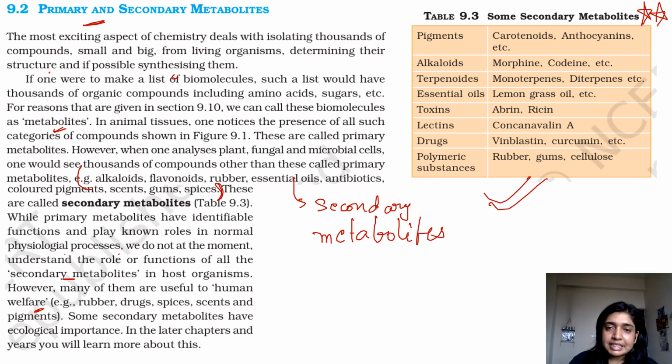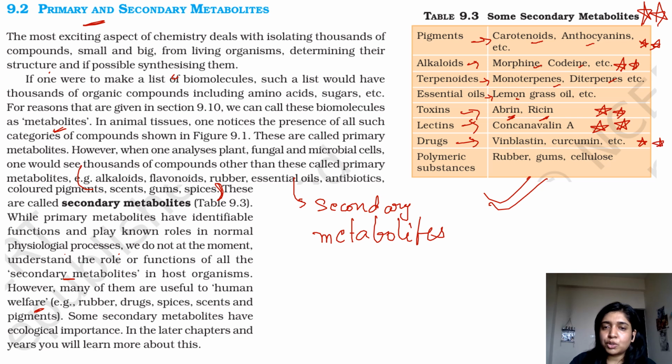So when we want pigments, the secondary metabolites are carotenoids and anthocyanins. When we're talking about alkaloids, it's morphine and codeine. Terpenoids: monoterpenes, diterpenes. Essential oils: lemongrass oil. Toxins: abrin and ricin. So this is important. Questions have come from this. Then lectins: concanavalin A. I've seen questions from this. Drugs: vinblastine, curcumin. So these are drugs that are used as anti-cancer drugs.